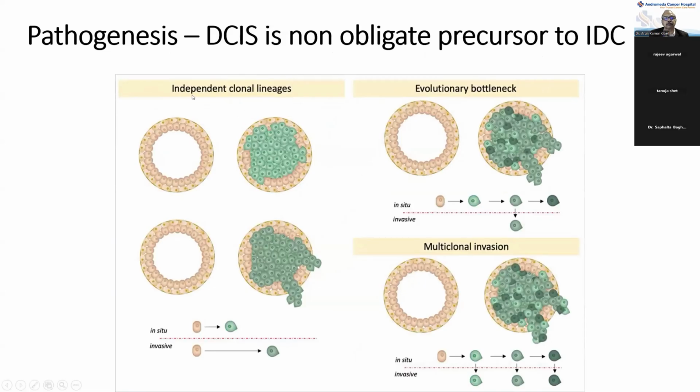So one of the models suggests independent clonal lineages, where independent clones might arise in different ducts. Few may remain as DCIS and few may give rise to invasion. The other model is the evolutionary bottleneck model, where in the same duct, multiple clones may arise and few clones may give rise to invasion, whereas in others DCIS remains predominant and invasion is because of the other clonal lineage.